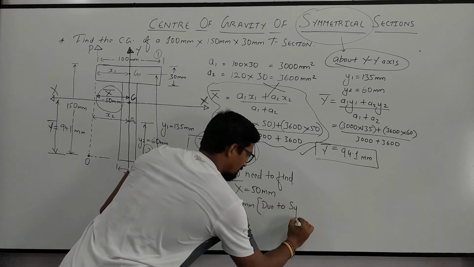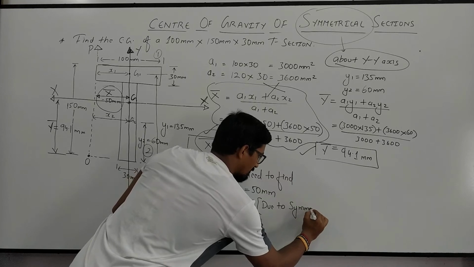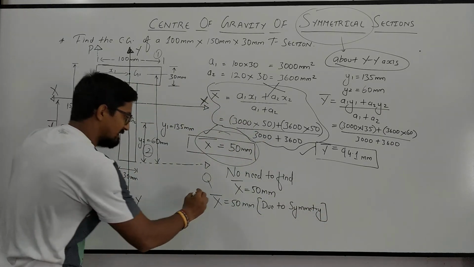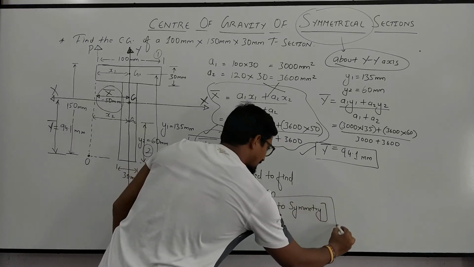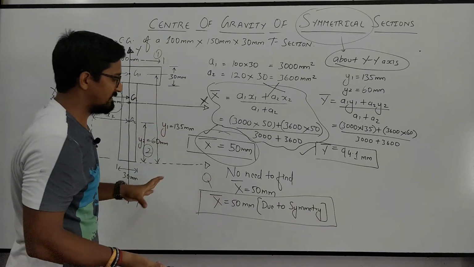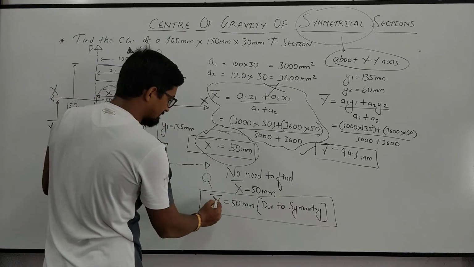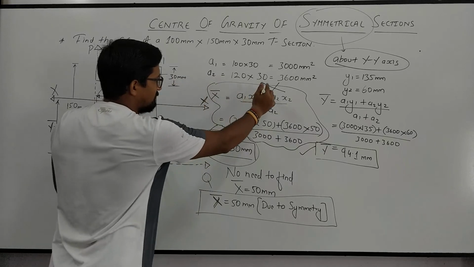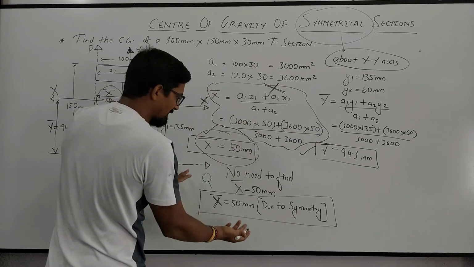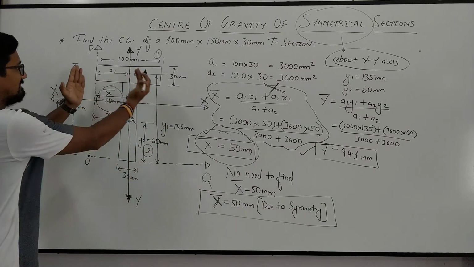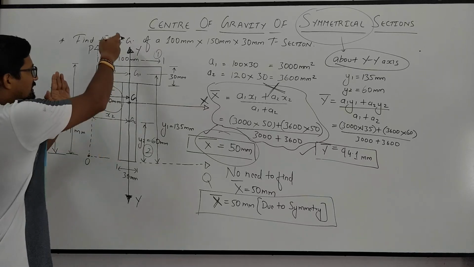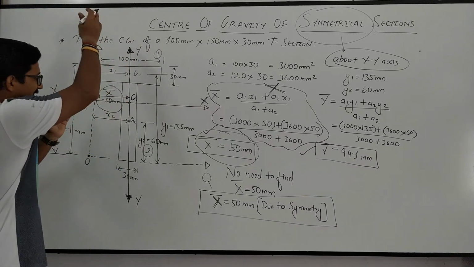due to symmetry. So you can directly write it like this. In solving the problem for moment of inertia, you don't have to calculate this x bar. This step you can skip. You don't need to show all this, because x bar is coming out to be 50 mm. Why? Because this T section is symmetrical about the y axis, so our y axis will exactly lie at the center.